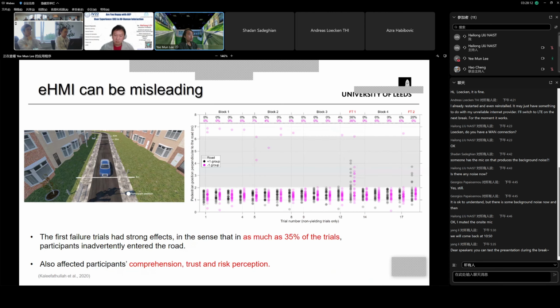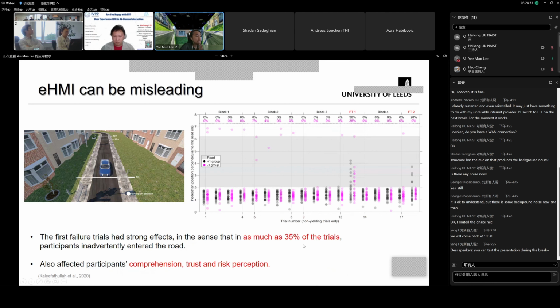So we wanted to know what is going to happen if you have provided a series of functioning eHMI, which means eHMI, decelerate, stop, eHMI, decelerate, stop. But what if in a trial you presented the eHMI, but the vehicle is actually not decelerating, but going at a constant speed?